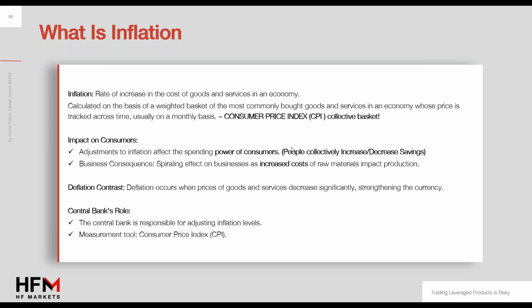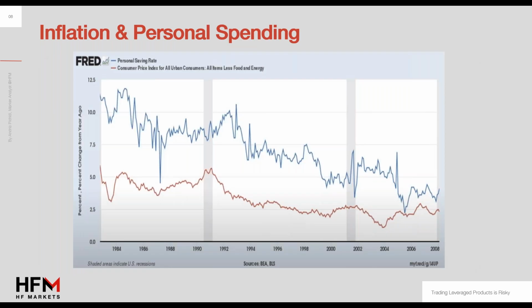The consumer price index is a collective basket of the most commonly bought goods and services in the economy, whose price is tracked across time on a monthly basis, usually on a quarterly basis and yearly basis, to give us an indication regarding any rise or fall of the cost of goods and services in an economy. Okay, dear Emmanuel? Yeah, okay, let's move on.